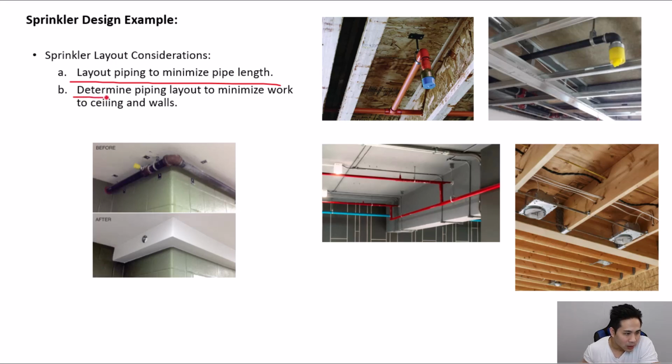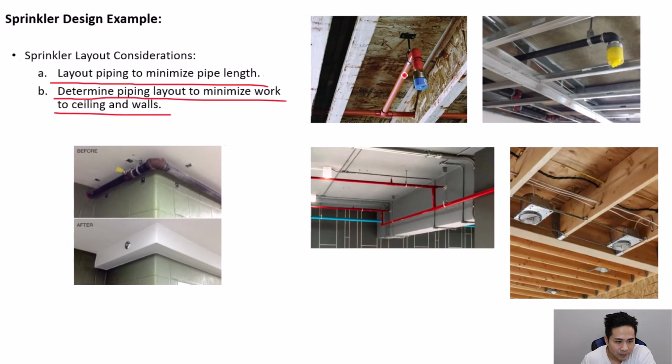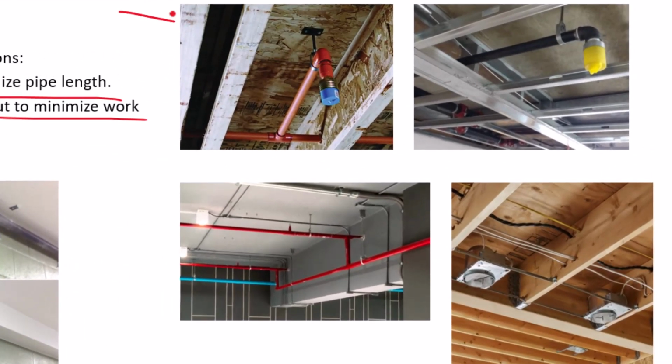Also, you want to determine the piping layout to minimize work to ceilings and walls. So if you look at these pictures here, for example, this one is during construction where, let's say it's a full renovation where all the ceilings will be removed and replaced with new. Then we're going to have these exposed joists if the building has a system of these type of joists. Then we could run the piping in between the joists easily without having to remove the ceiling if the ceilings don't have to be removed.